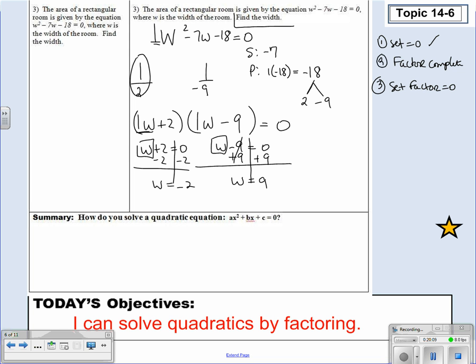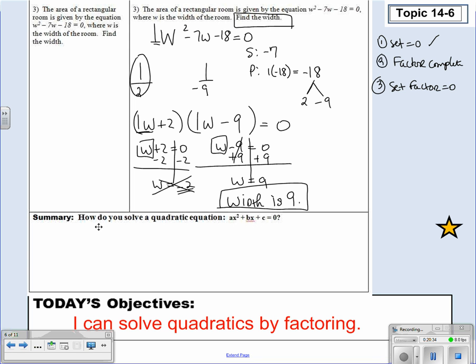Our question did ask find the width. So I'm trying to find the width of a room. You have to ask yourself, can the width of the room be negative? And that answer would be no. So the width of the room then has to be the positive w value. So the width is 9. So when it's a word problem, you want to make sure that you answer the question that is being asked.